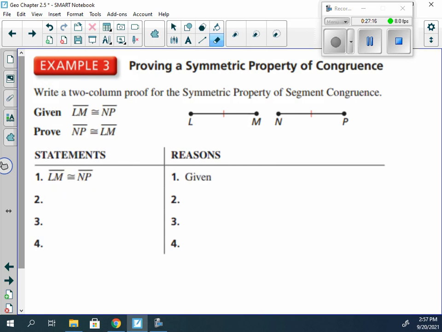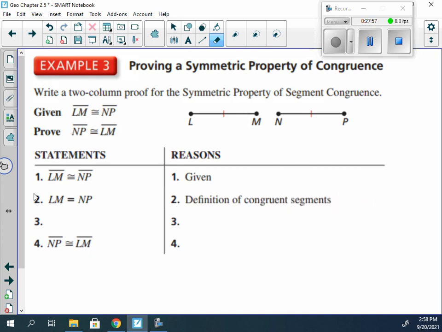The given. LM is congruent to NP. And what's our last statement going to be? Yes. Well, we want to prove that NP is congruent to LM. We're wanting to flip it, yes? So, we know that these two segments are congruent, yes? So if they're congruent, that means they have what? Two things are congruent. They have the same length.